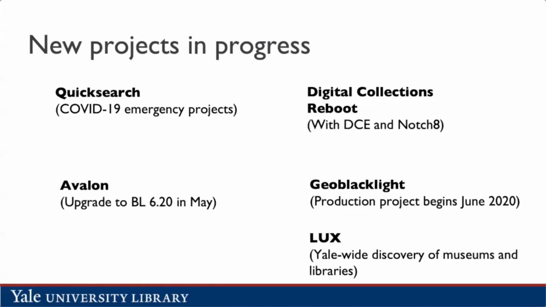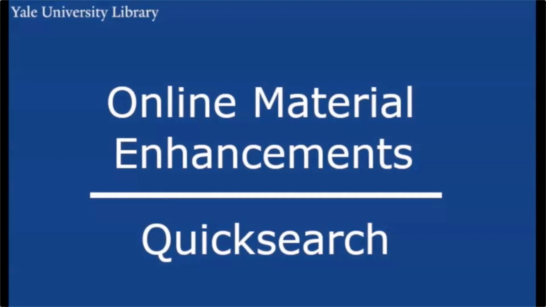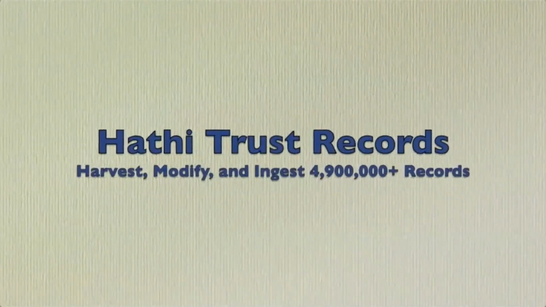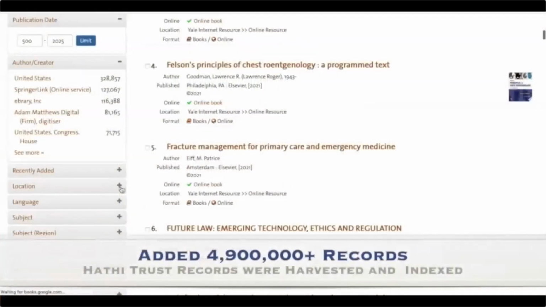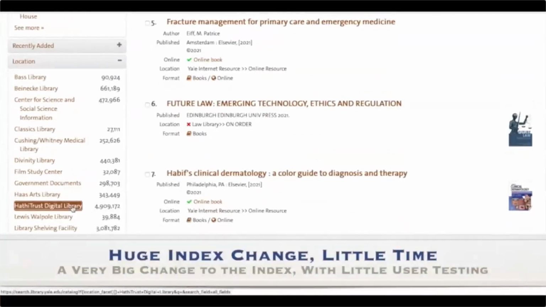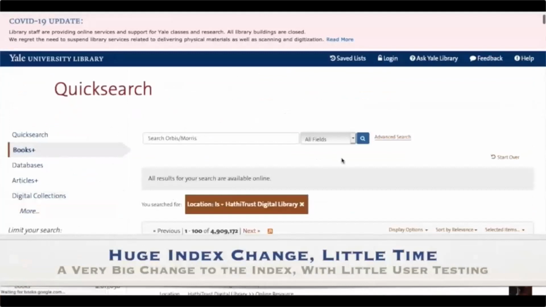Okay, now what we're going to do is we're going to show you a little QuickTime movie of some of the changes that we made in Quick Search recently for the COVID-19 emergency. Specifically, we added online material enhancements to Quick Search. We loaded 4.9 million HathiTrust records, and those included both public domain records and emergency temporary access records. As you can see, we added a location facet for the HathiTrust digital library and made other changes to add these records to the index.